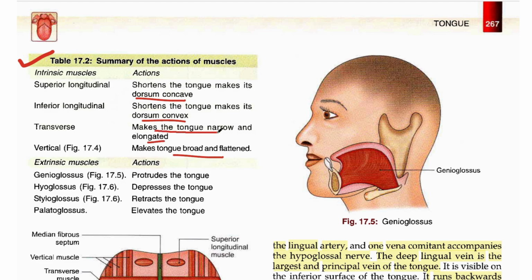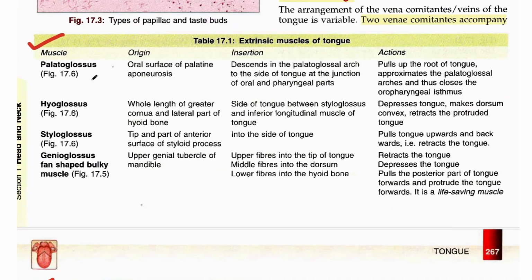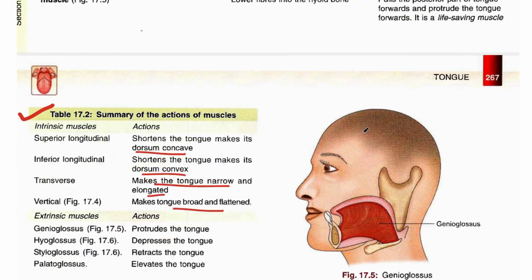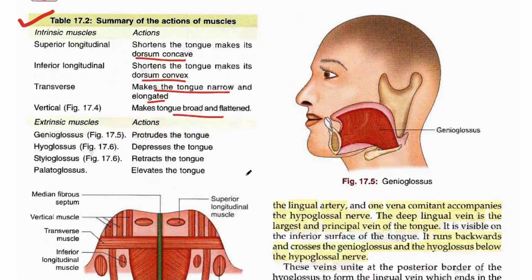So you can mention in your exams, after the introduction, the different papillae of the tongue. Then you can have the muscles, intrinsic and extrinsic, write the 4 names of the muscles, and draw both the tables: one with origin, insertion and the actions of the extrinsic muscles, and one with the actions of the intrinsic muscles.